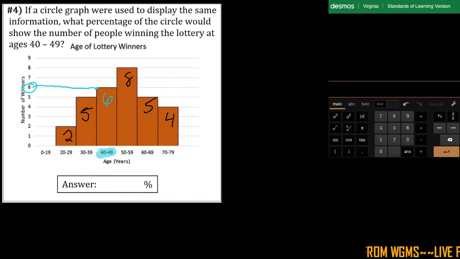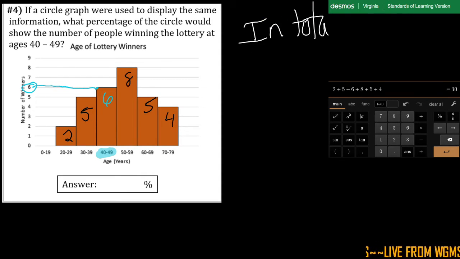And so now in total, let me actually double check, making sure using that Desmos calculator, I can do 2 plus 5 plus that 6 plus 8 plus 5 plus 4. So in total, let me say this correctly. So in total, there are 30 people that were surveyed. So now, what do we do?